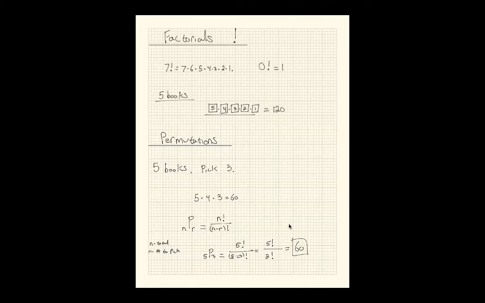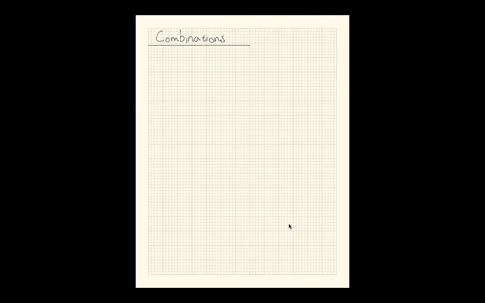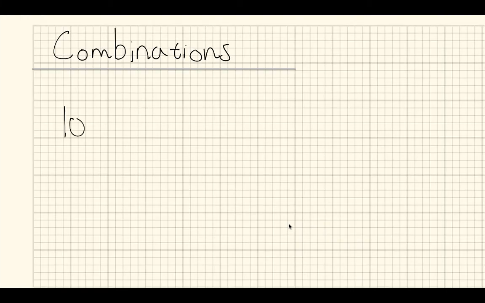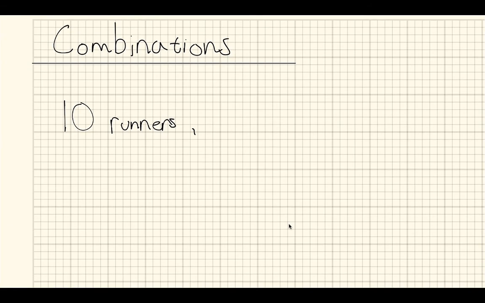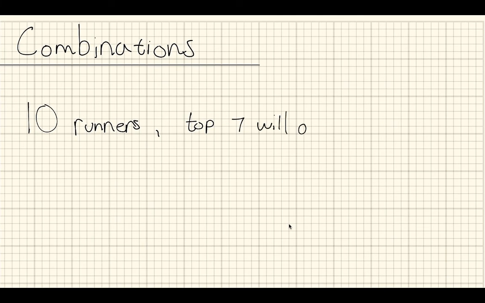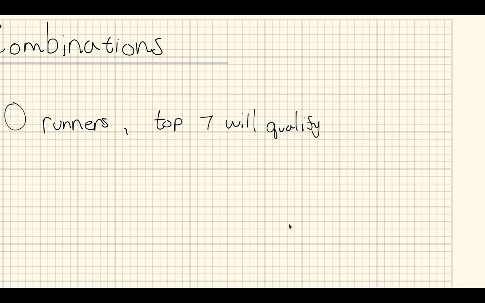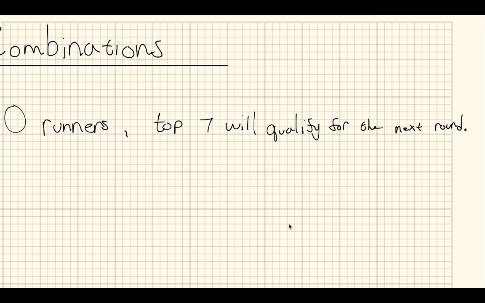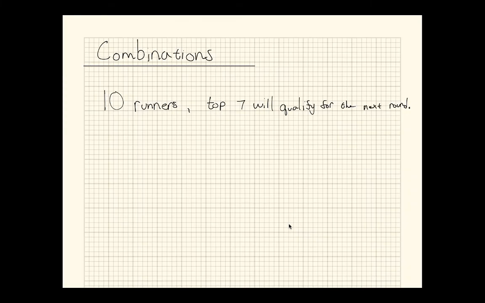Then there's one last thing we're going to talk about, which is a combination. A combination is like a permutation, except order doesn't matter. Let's think about something like this. Say you have 10 runners, and the top 7 will qualify for the next round. This would be an example of a combination and not a permutation.